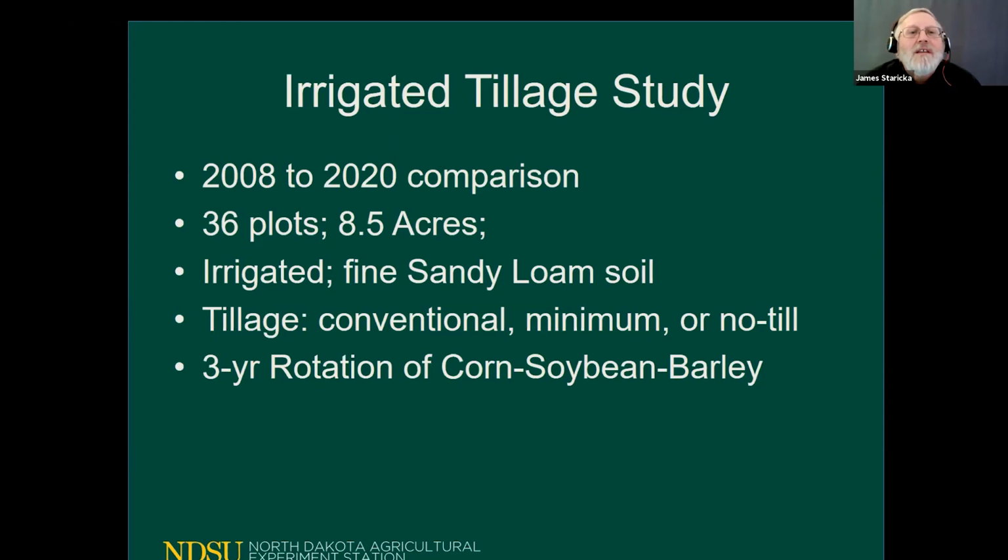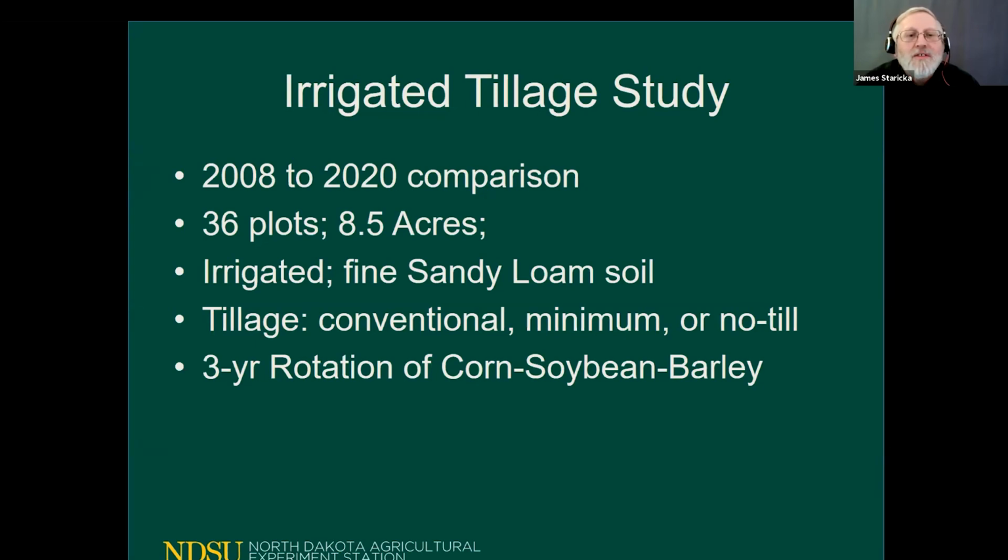The second data set is from an irrigated tillage study at our Nesson Valley research site, which is located east of Williston. Because this is a research study, the sampling has been very consistent. We've sampled 36 areas, actually 36 plots, every year. And these areas were consistent in size and location from year to year. The site is irrigated, and the soil there is a fine sandy loam. And during the course of this study, 1/3 of the plots have always been conventionally tilled, 1/3 have always been minimally tilled, and the remaining 1/3 have always been no-tilled.